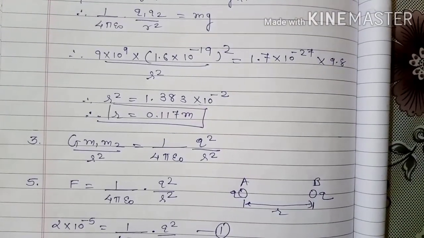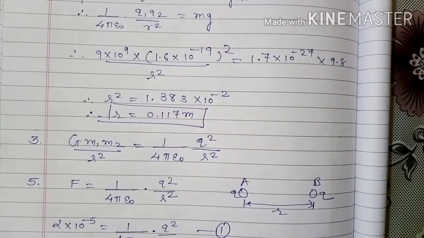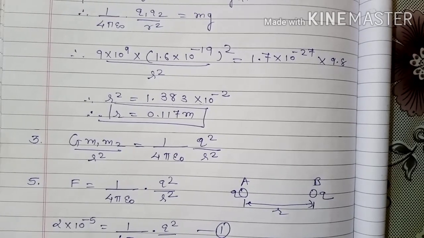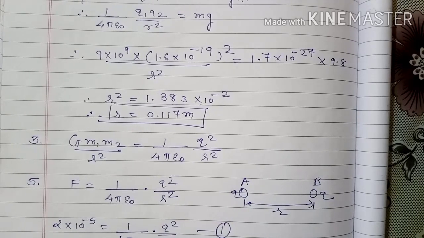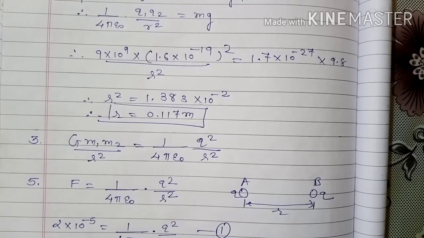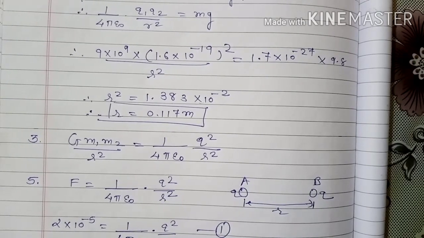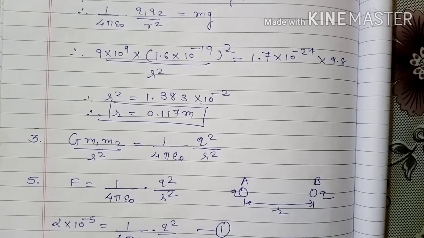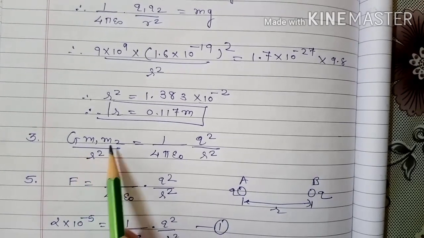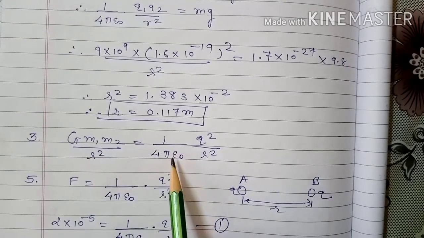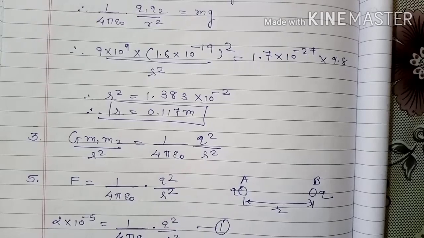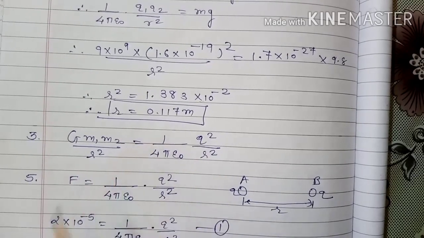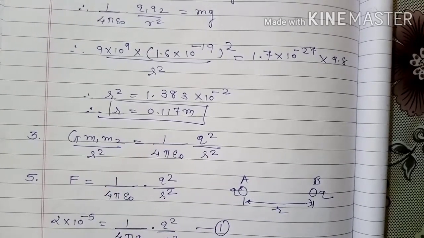If we place two equal charges on Earth and Moon, then between two like charges, which type of force will act? Repulsive force, and gravitational force is attractive force. If we want to neutralize the gravitational attractive force, then we have to make net force 0. If we want to make net force 0, then gravitational force should be equal to Coulombian force. So G m1 m2 upon r square must be equal to 1 upon 4 pi epsilon naught q square upon r square. Use this formula, you will get answer.